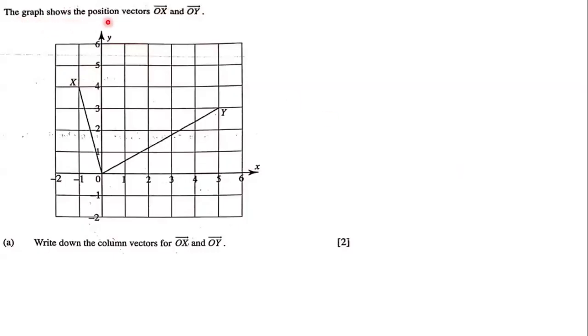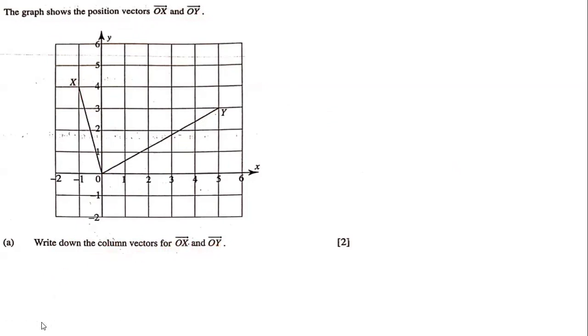The graph shows the position vectors OX and OY. And so here we have the position vector OX, and here we have the position vector OY. Now here they want us to write down the column vectors for OX and OY.